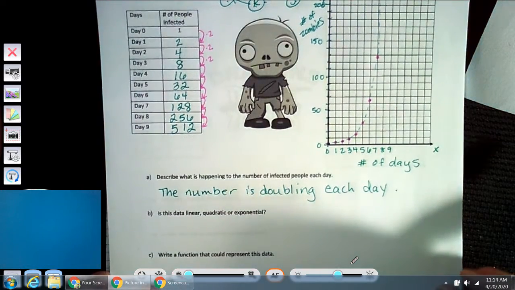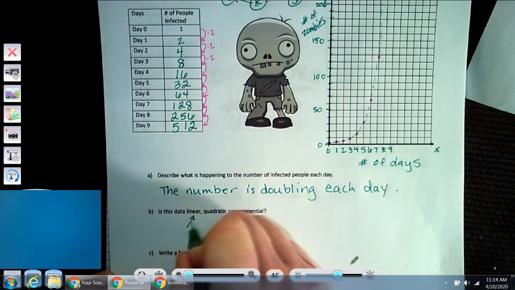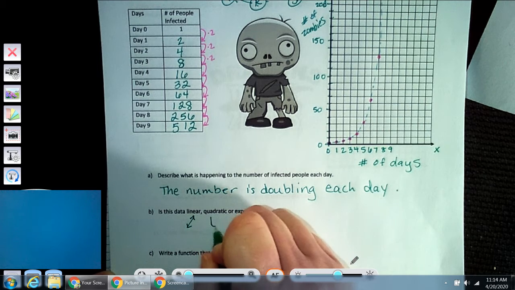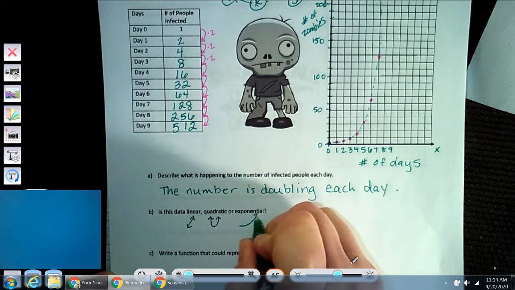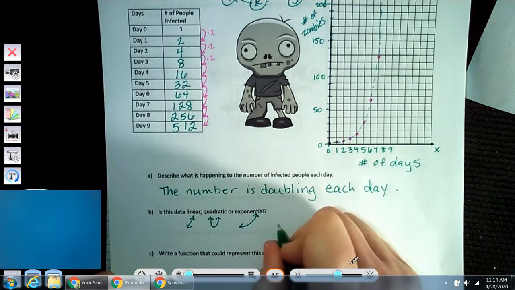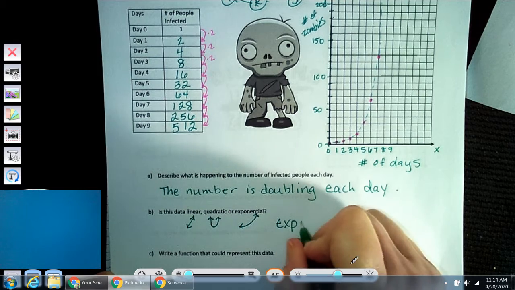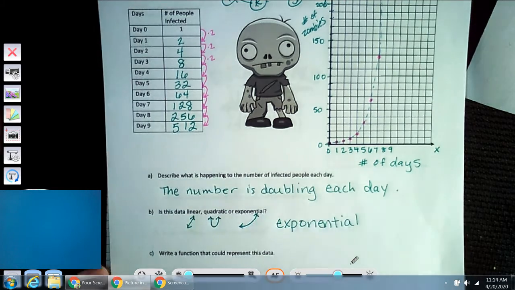Question B, is this data linear, quadratic, or exponential? Well, linear means it would graph a straight line. Quadratic would graph a parabola. Exponential gives us a curve similar to what we saw here. So this is definitely an exponential situation.